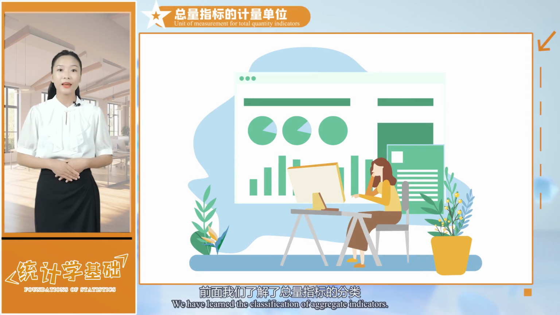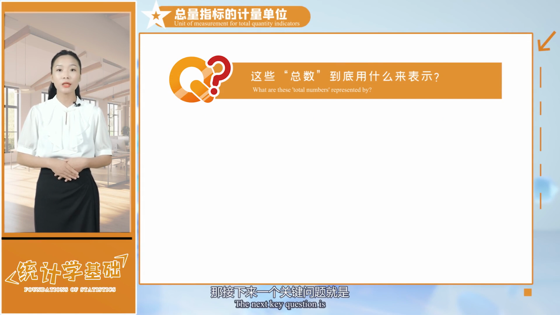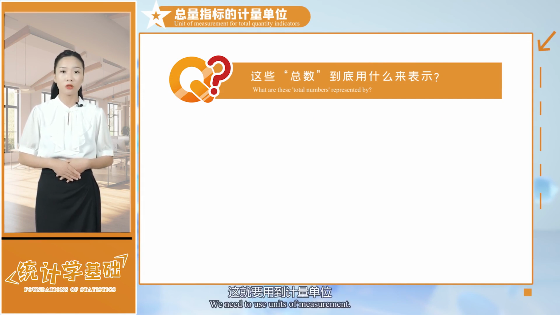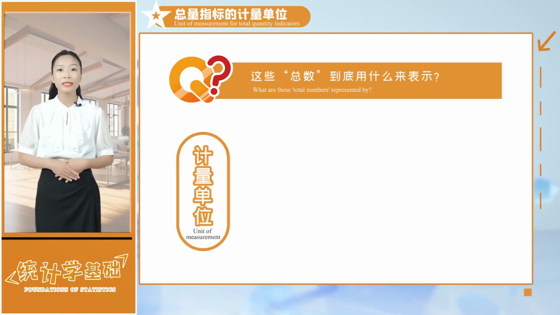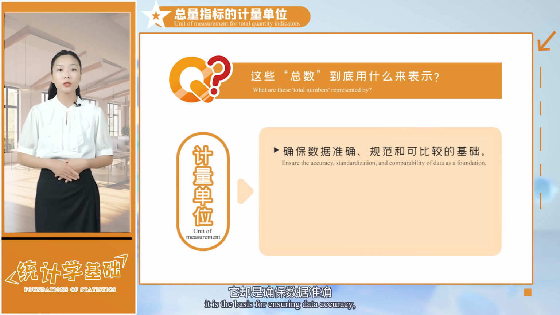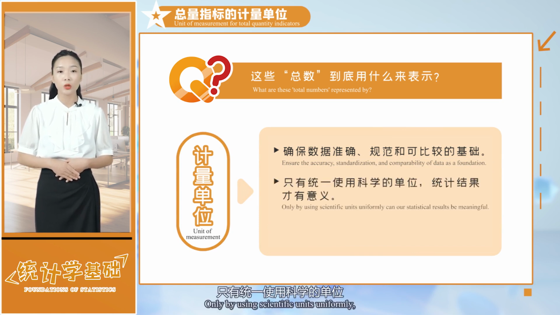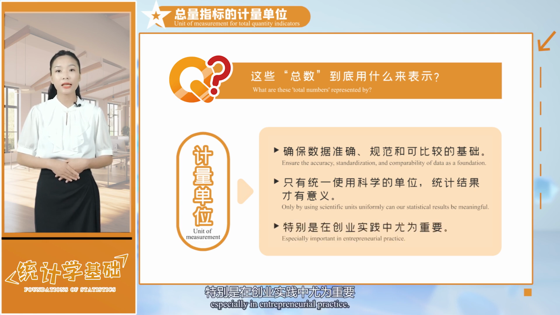We have learned the classification of aggregate indicators. The next key question is what these totals are represented by. We need to use units of measurement. Although the unit of measurement seems simple, it is the basis for ensuring data accuracy, standardization, and comparability. Only by using scientific units uniformly can our statistical results be meaningful, especially in entrepreneurial practice.